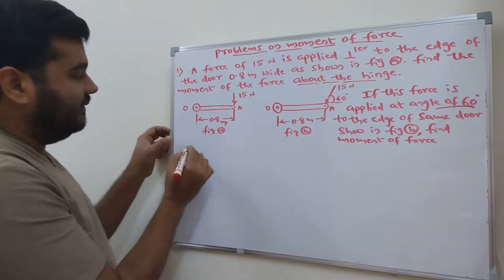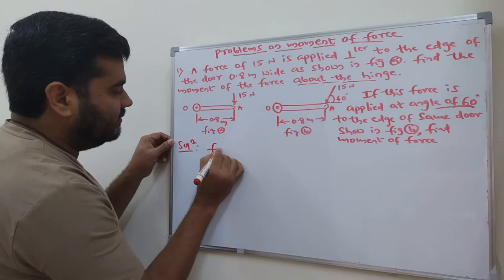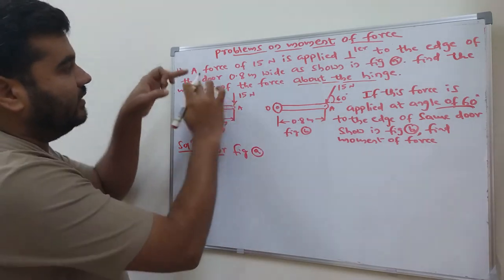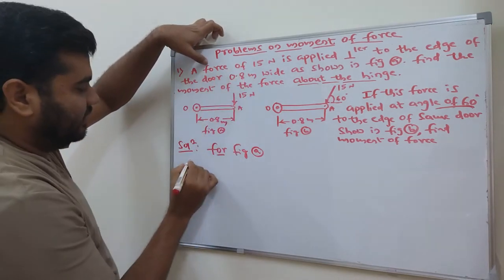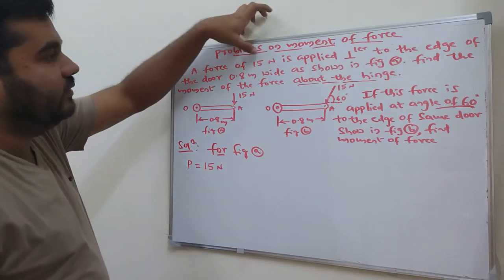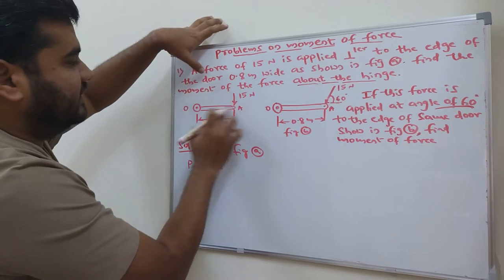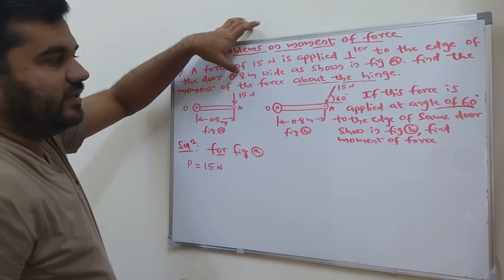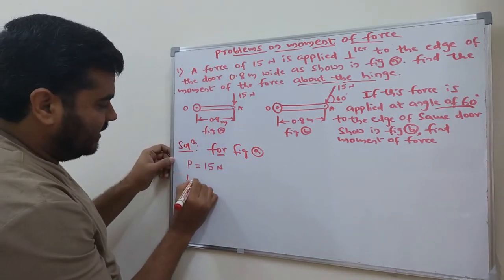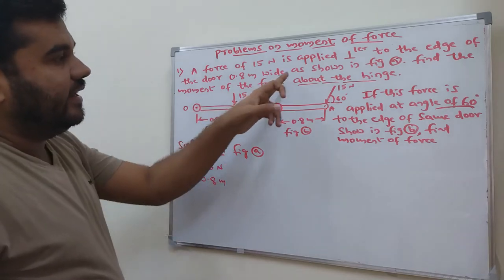First we'll go for figure A. Solution for figure A. What is the data given? Once again I'll read. A force of 15 newton, I'll denote force as P equal to 15 newton. It is applied perpendicular to the edge of the door, 0.8 meter wide. Wide means it is length, that is L equal to 0.8 meter, as shown in the figure.